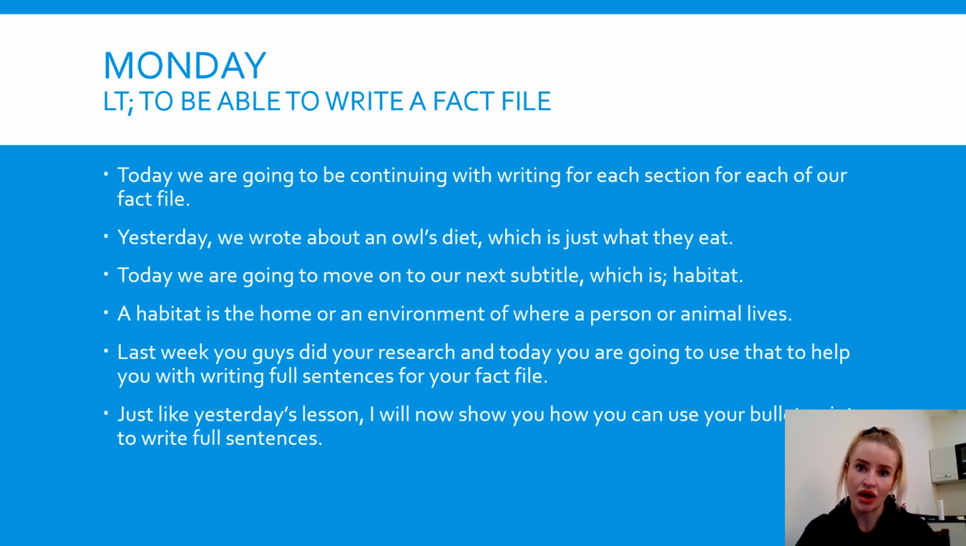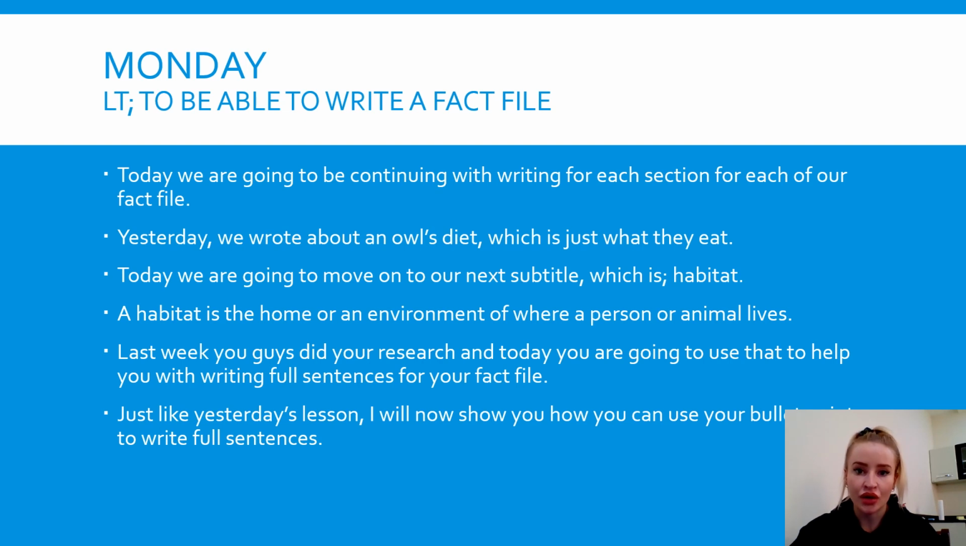Yesterday, our subtitle was an owl's diet. That's what they eat. Today, we are going to look at habitat. That's our subtitle for today. And a habitat is the home or an environment of where a person or animal lives. So for example, a fish's habitat is the water, the ocean. A polar bear's habitat is in the snow. A worm's habitat is in the mud, under the ground, okay?